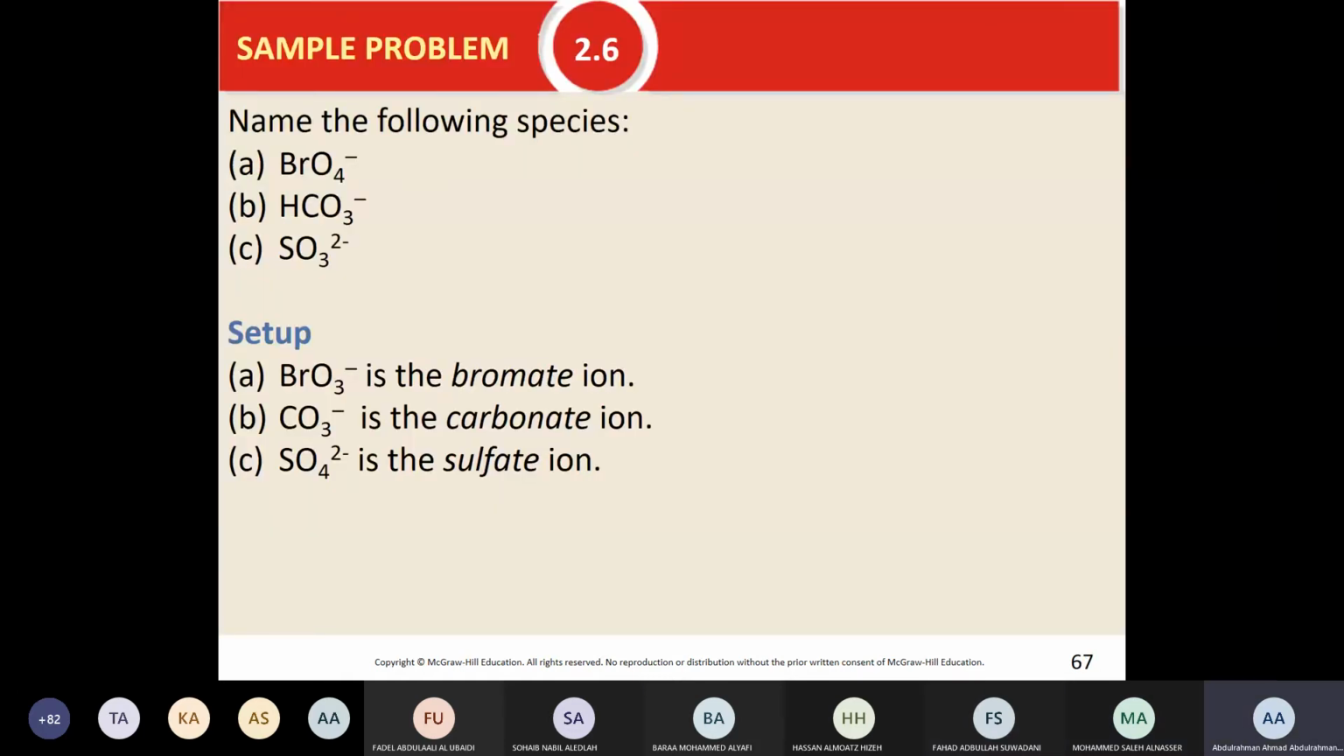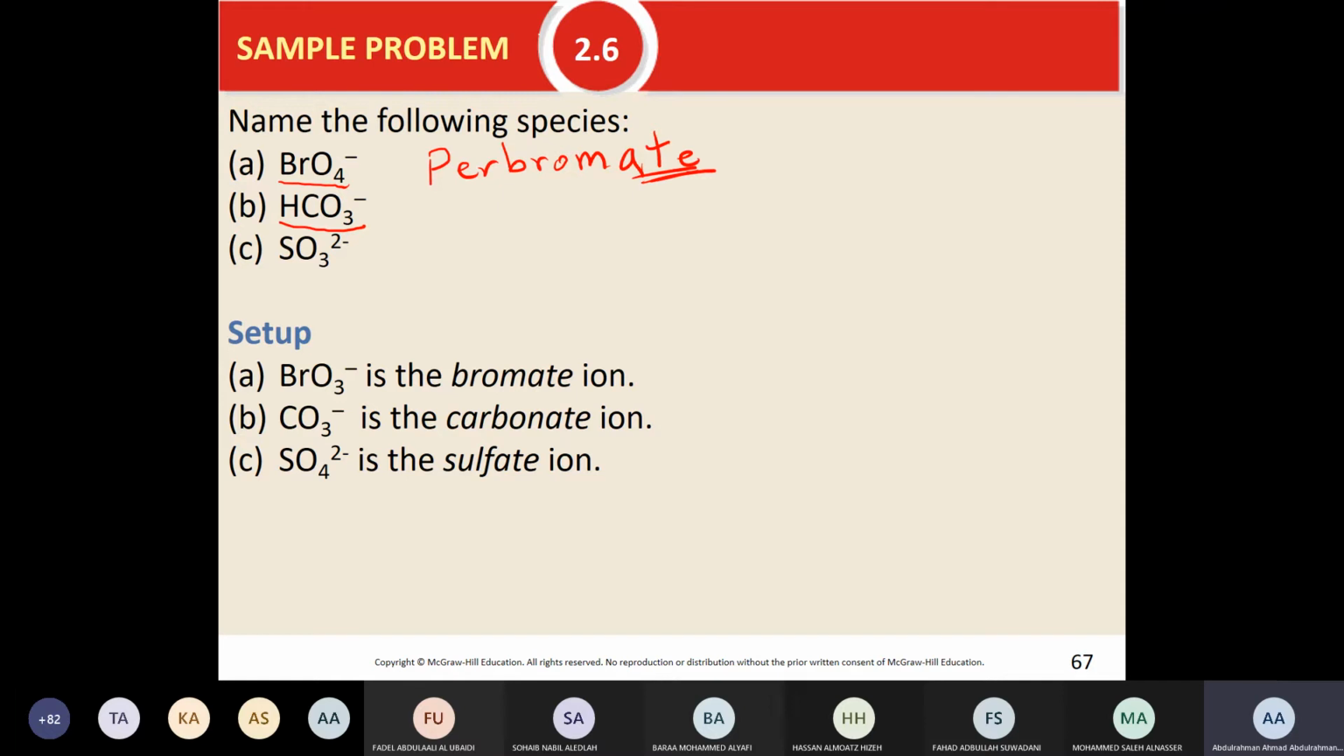What's the name of this group? Bromide. No, wrong. Bromate. See, I made this big mistake. Bromate. You must memorize the name. Okay, how about this group?